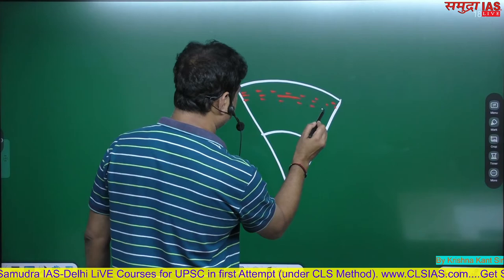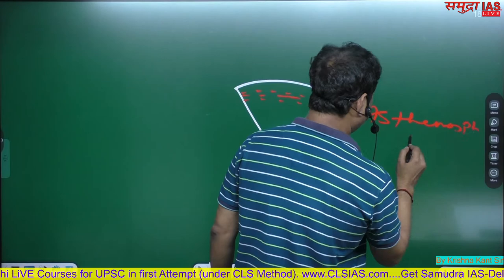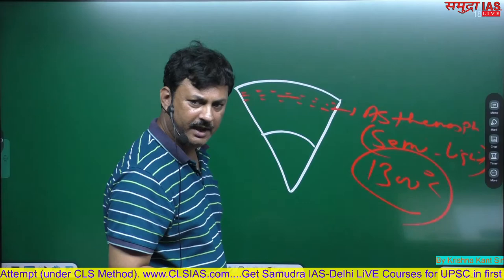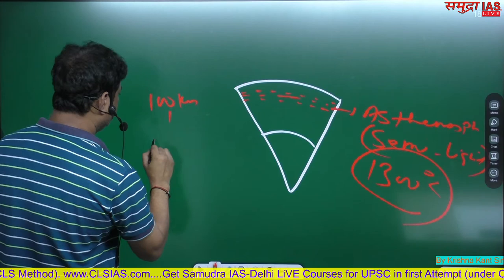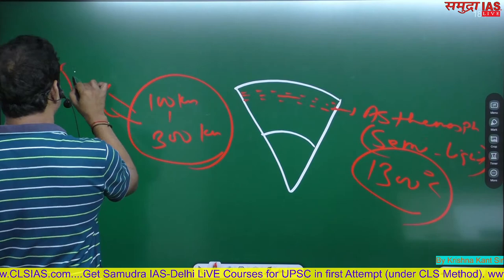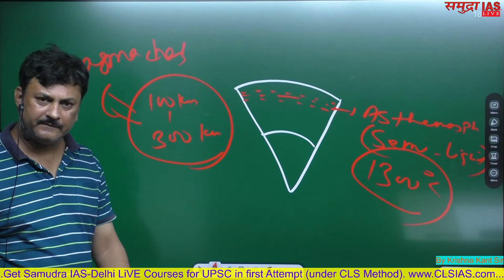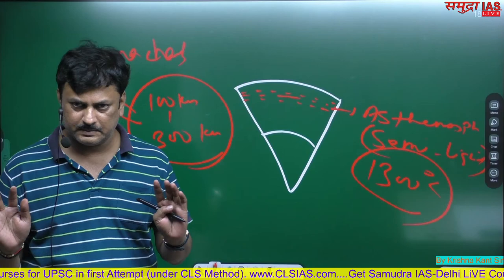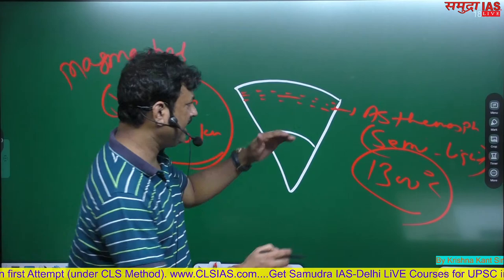This is asthenosphere. Asthenosphere, it is a semi-liquid part with a temperature of 1300 degrees Celsius, okay, found between at the depth of 100 kilometer to 300 kilometer, okay. It is also known as magma chamber. Kya kehte hain isko hum log? Magma chamber bhi kehte hain. And during volcanic eruption, okay, this asthenosphere feed volcano. So this is the source, and this is formed due to radioactive elements. Radioactive elements.